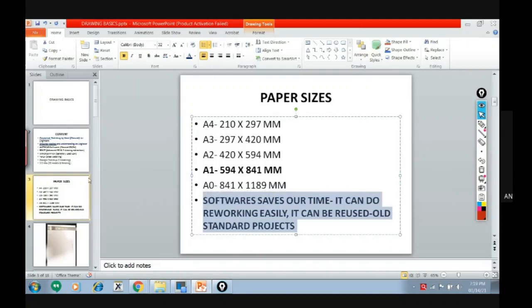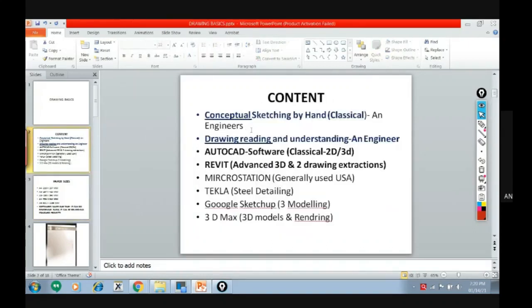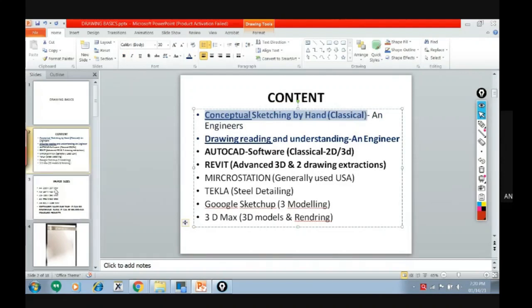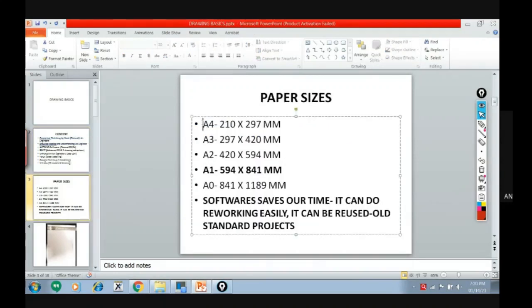But what is the difference between softwares and this conceptual sketching? Softwares cannot think, and that's why hand calculation or hand sketching is useful for our understanding and thinking. So these are the papers which are used on the site for drawings. Whenever we do the drawings in the consultancy offices, we use these drawings.